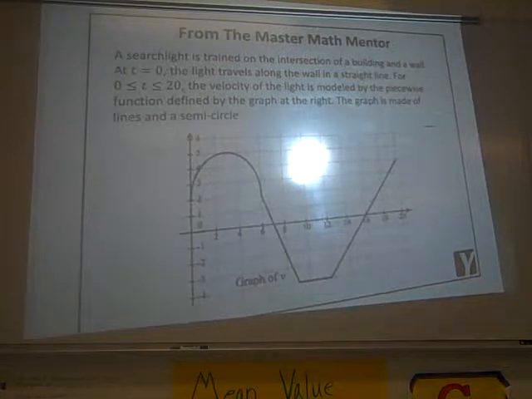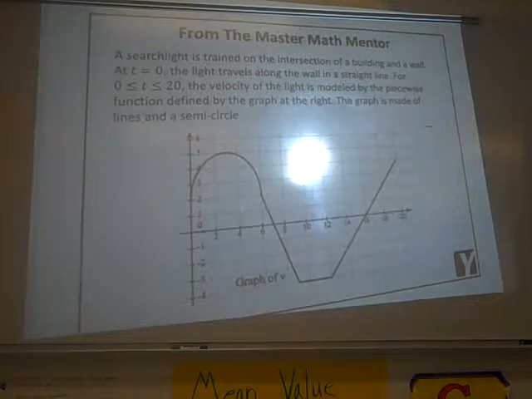Okay, so before we do anything else, I think it's important to understand the situation. We have a searchlight, so like a spotlight, shining where the building and the wall come together. The graph below represents the velocity of the searchlight over time. So we're going to have the searchlight.